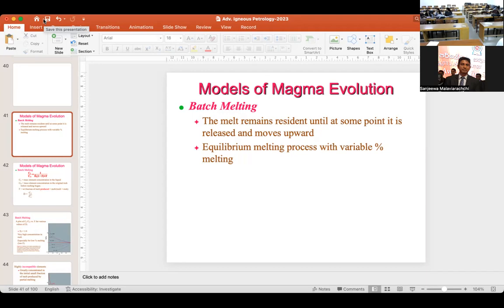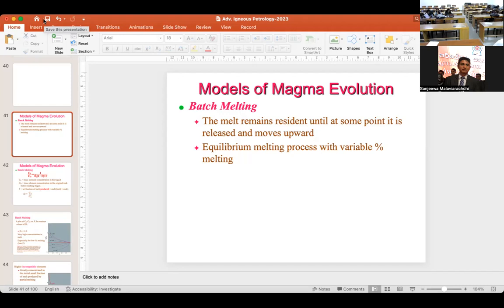So these numbers are important for us when we consider the melting processes as well as the crystallization processes. Especially when we go to model the igneous systems, these numbers are very important. Therefore, you have to pay attention to these partition coefficients, right?